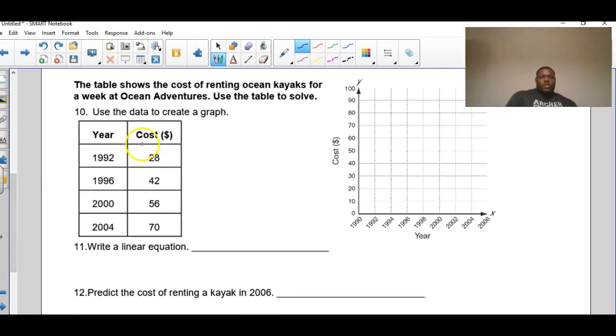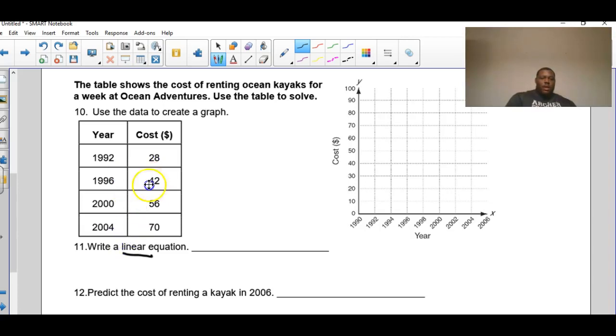Here we go. It says this table shows the cost of renting ocean kayaks for a week at Ocean Adventures. Use this table. Here's our table. It says write a linear equation. Man, dude, you can't beat that. That tells you exactly what type of function you have. Let's graph this in our calculator. One thing I want you to pay attention to is the years right here. 1992 to 1996 is 4 years, 1996 to 2000 is 4 years, 2000 to 2004 is 4 years. So X is going up by 4 years.